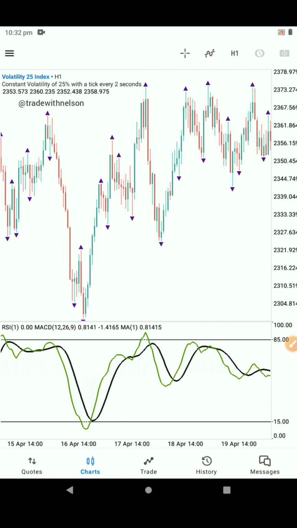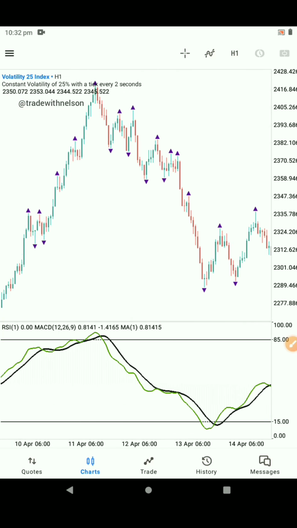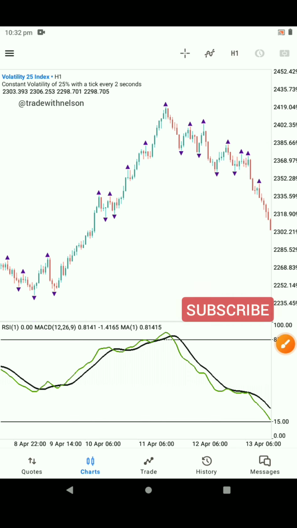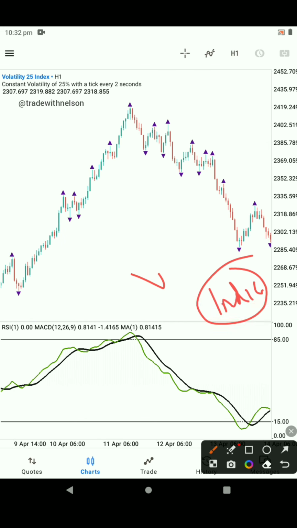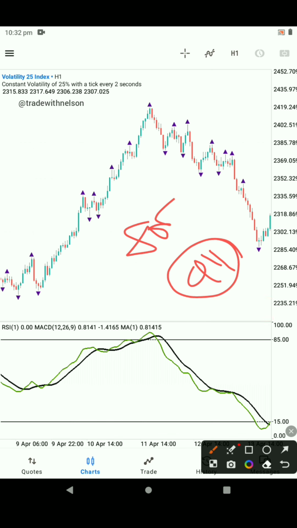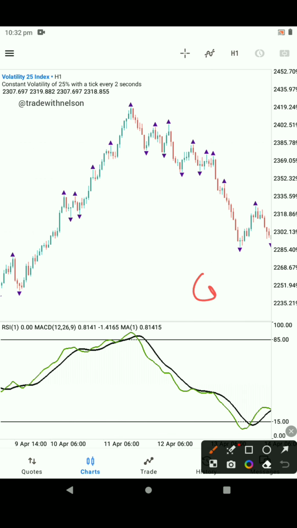In my last video, I showed you how you can use this indicator that you see on my chart to trade the boom and crash market. So in this video, I'll be showing you how you can use these same indicators to catch moves in the volatility index market. This strategy works for all the volatility markets. It also works for the forex market, jump index market, and you can even backtest the crypto market.